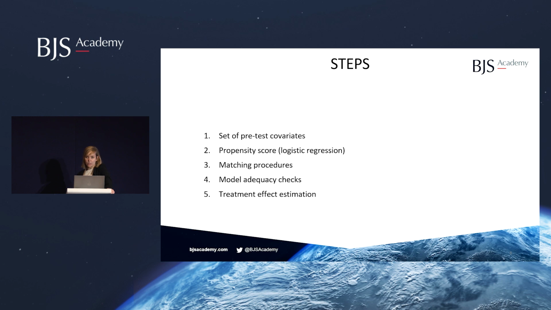So now that we understand a little bit the rationale of the propensity score, let's break down the process into the different steps. The first one and the most important one is to select a set of pretest covariates, and I will explain a little bit more. Then we will do the propensity score, usually by logistic regression. Then the matching procedure. Then we will check with the model adequacy checks, and then we will analyze the treatment effect estimation.